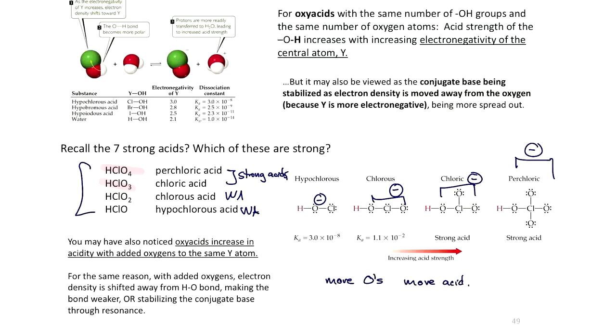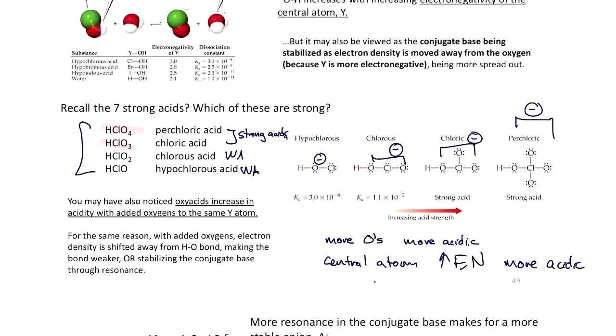So the trend is, for many acids, more oxygens typically means more acidic. And this is the reason, because oxygens stabilize your conjugate base. So that's the trend. Another trend is if your central atom is very electronegative already. Electronegativity means the ability to attract electrons to itself. If your central atom is high in electronegativity, then you also have a more acidic acid.